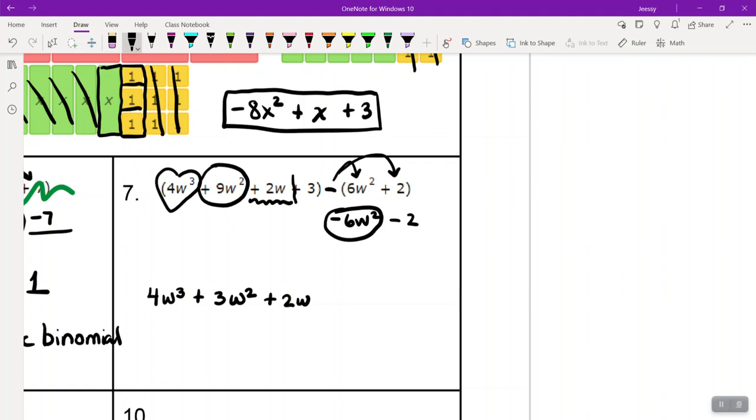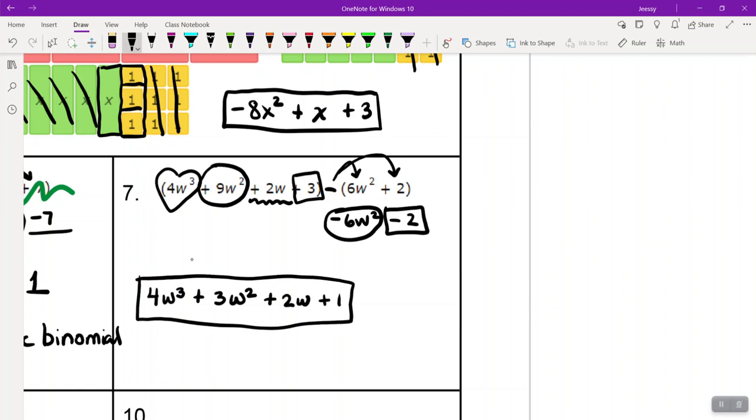And then a little box for my constants. I have a 3 and I have a -2. So plus 1. I gotta name this. What's the degree? 3. So it's gonna be cubic. How many terms? 4. Polynomial. And that's the leading coefficient, LC. Cubic because of the degree, it's degree 3. Polynomial because it has 4 or more terms, okay? We're good?